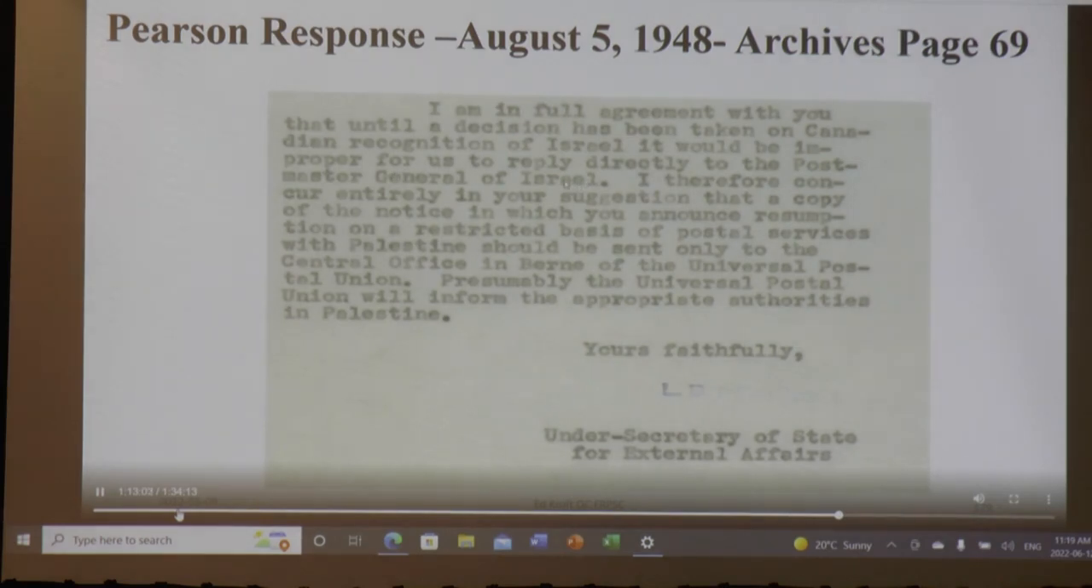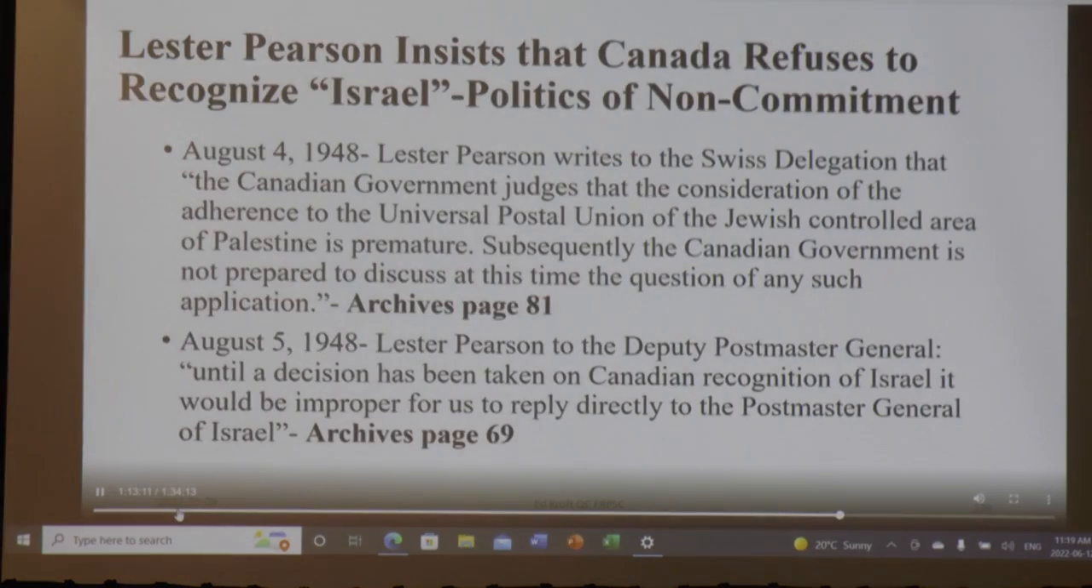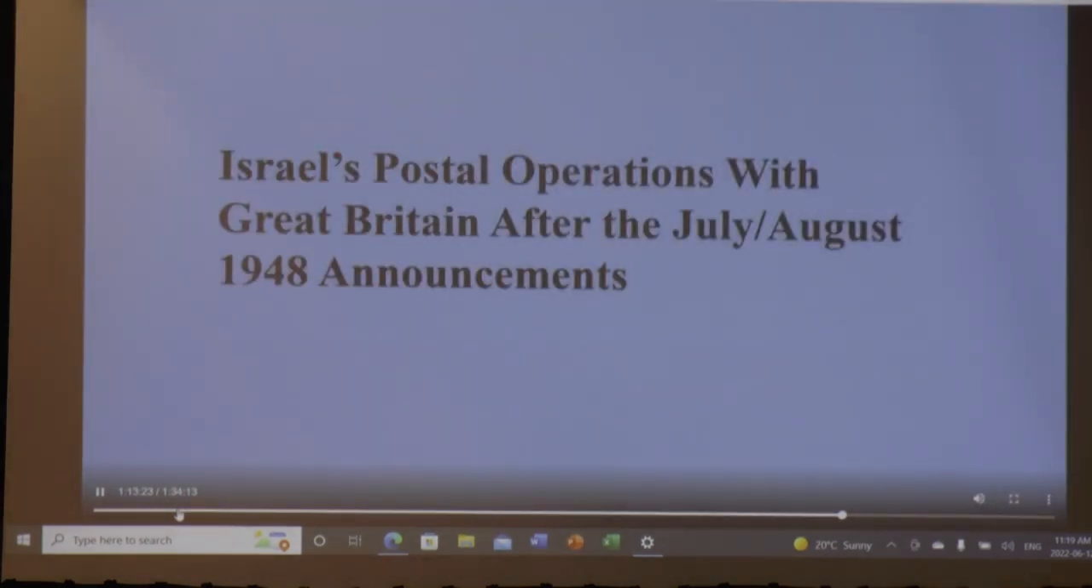And he says you're only to send communications about mail to Palestine through the Universal Postal Union, who will then go and tell Palestine what we wrote. So this is Pearson talking to the Swiss about a rejection of Canada's support for Israel's entry into the Universal Postal Union. Now, what then happens?